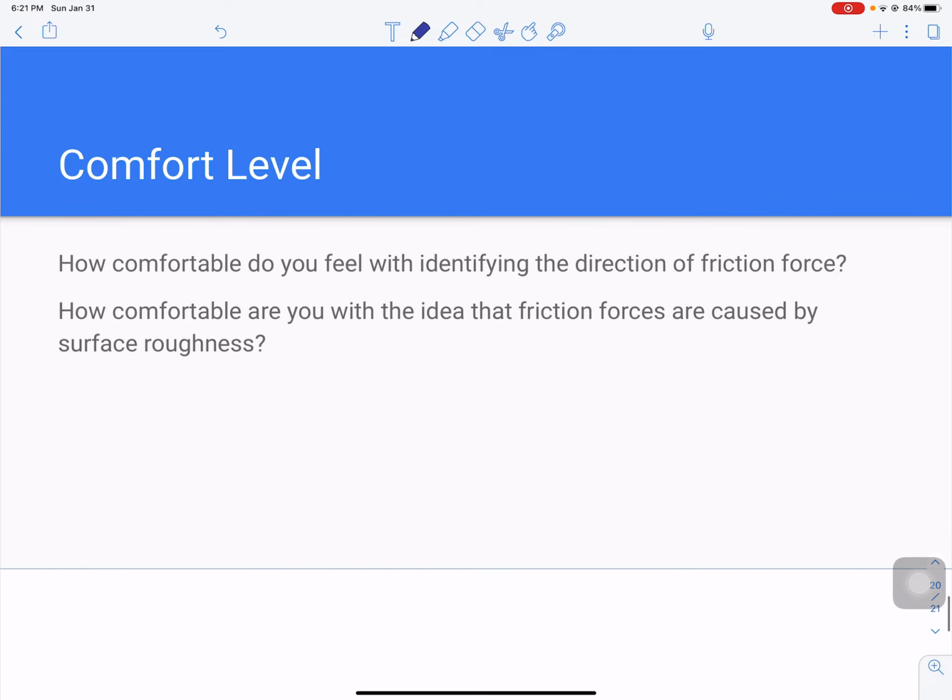Okay, so how comfortable do you feel with identifying the direction of the friction force? Think about the bumps in your situation. What direction are the bumps or bristles going to go? And then how comfortable are you with the idea that friction forces are caused by surface roughness, and thinking about bumps or bristles being bent is what is causing friction?